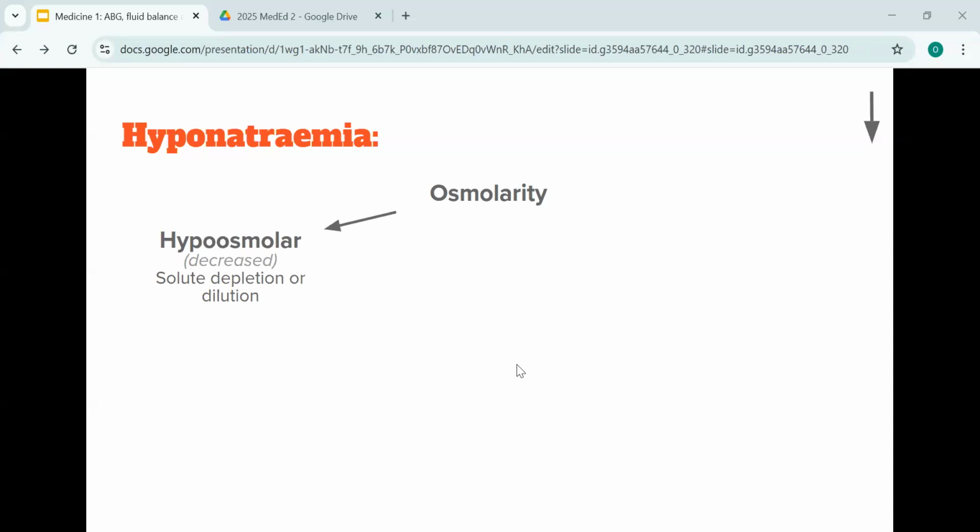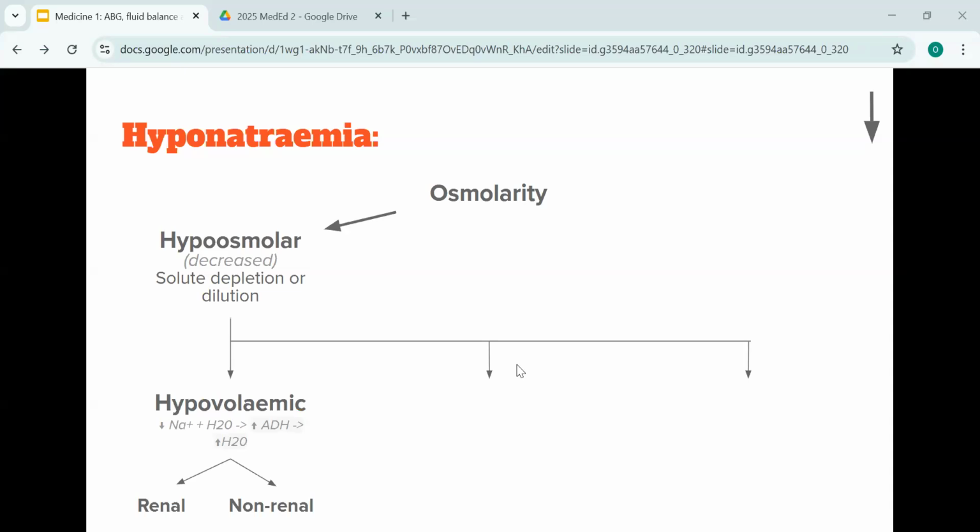When you've got a low sodium in this context, it's due to solute depletion or dilution. And this can occur for varying different reasons based on the fluid status of the patient. So we'll start off by thinking about patients who have a low sodium and also an overall low fluid volume. So this is often caused by fluid loss, triggering a raise in ADH, leading to more water than sodium retention and thus dilution of the sodium. There are renal and non-renal causes for this.